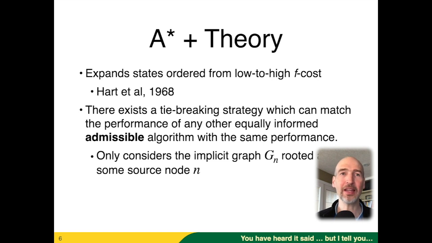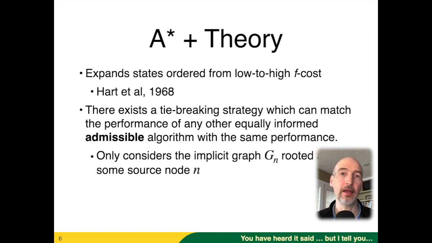What this paper says is that there is a tie-breaking strategy for A* which can match the performance of other equally informed admissible algorithms. So the idea would be that if there's some other algorithm there that beats A*, it's only going to be either because it's more informed or because it's got tie breaking, and there would be the possibility of giving A* that same tie breaking. Something I want to point out here, which will be relevant later, is this notion of an algorithm being admissible. Admissible means that we'll find optimal solutions. And that's a different definition than admissible heuristics, so we'll come back to that.